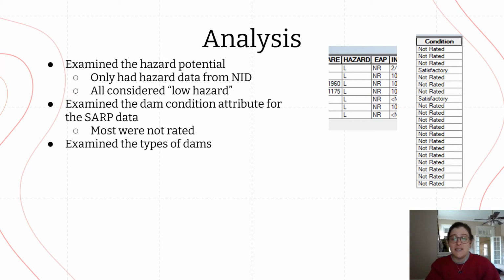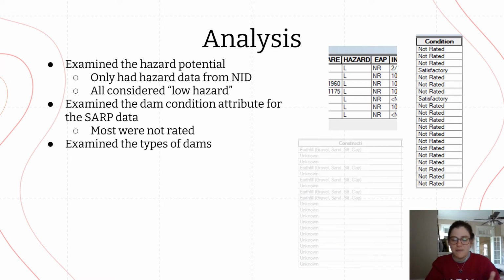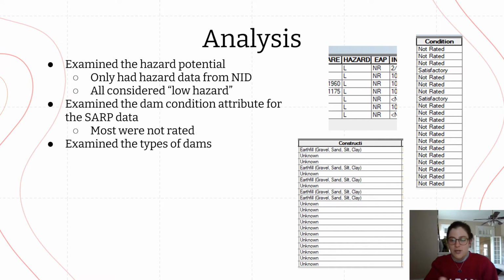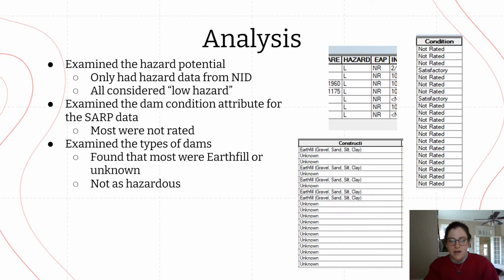I then examined the types of dams. So from doing some reading, I found that earthen dams tend to be all considered low hazard because they're not very big. And so if one of them were to fail or to breach, that's not going to cause a lot of harm to people downstream. So again, I had a lot of data that was unknown, just a handful that were all earthfill dams. And those are considered not as hazardous.